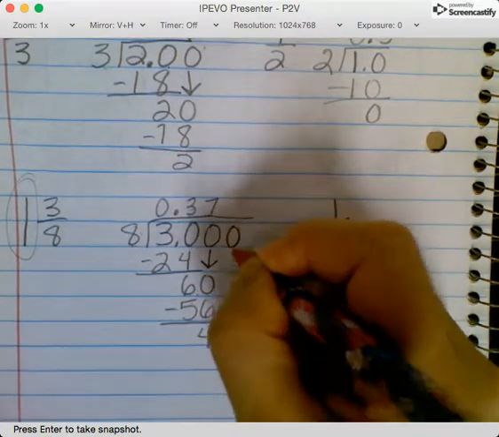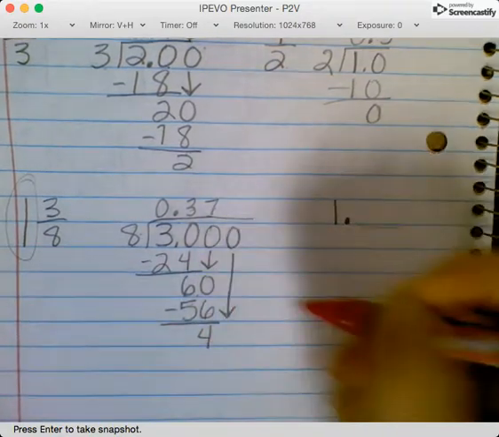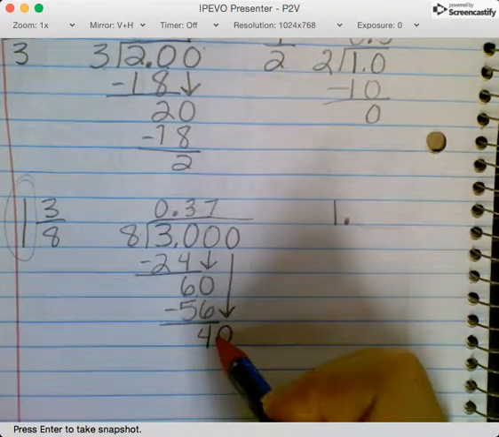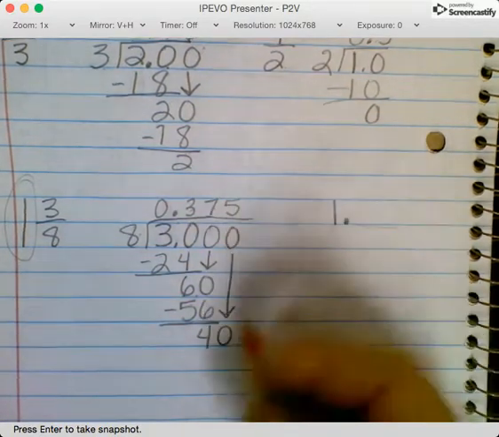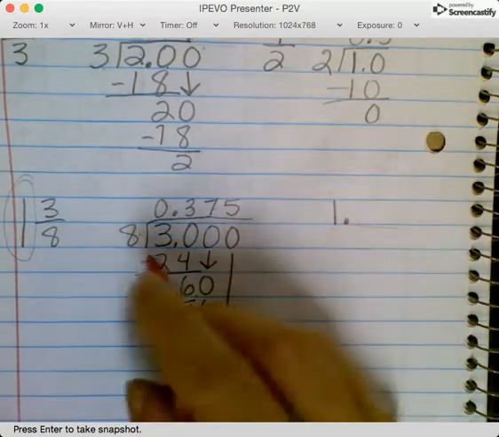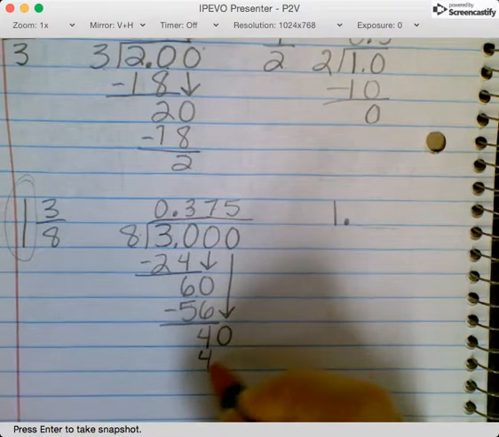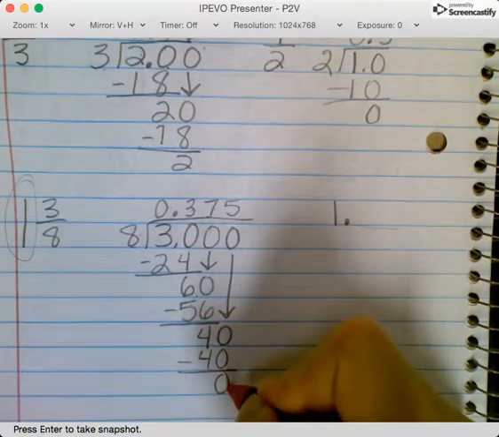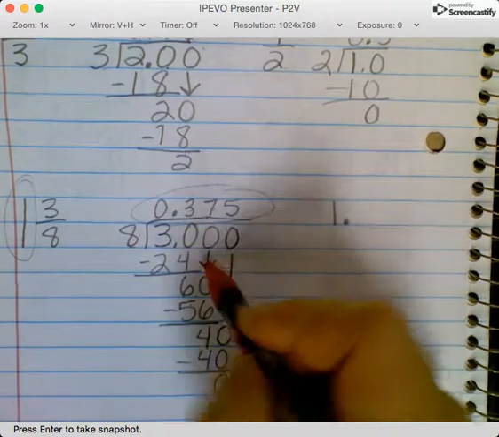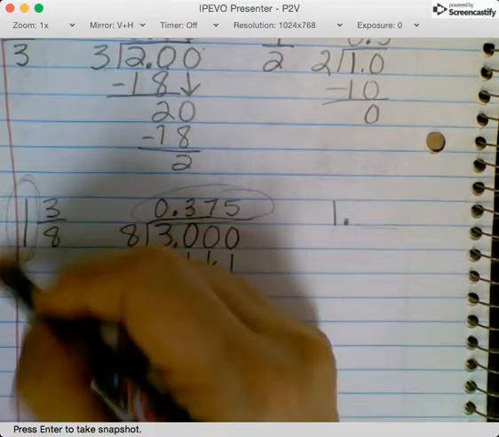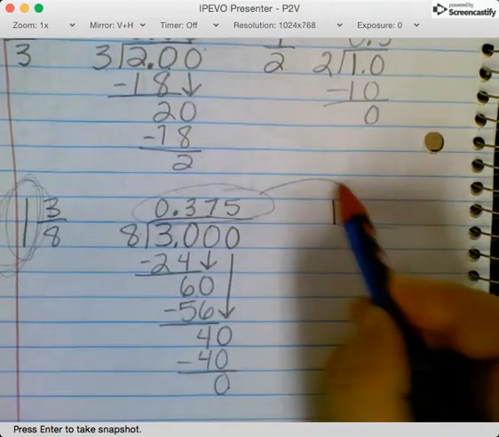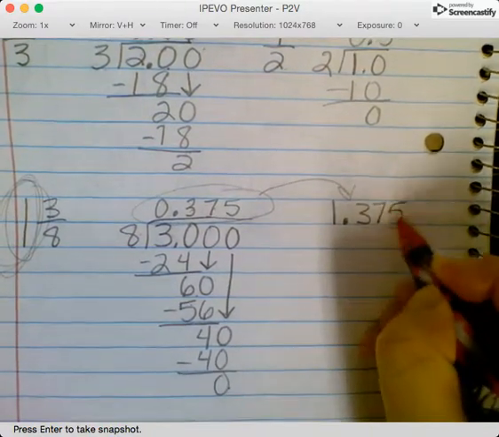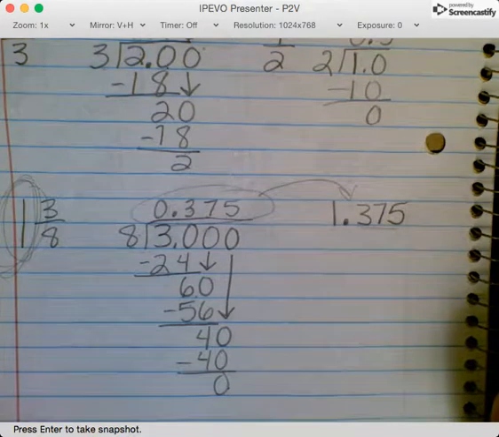Add a 0, bring down my 0. And then 8 will go into 40 evenly, which is 5. 8 times 5 is 40. I subtract, I get 0, so I'm done. Now I have this 375, but don't forget that I had this 1 here. So I have to put my 375 on the back of my whole number that I started out with.